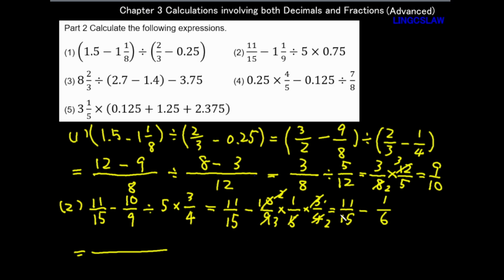Now let's make the denominator common. The LCM, least common multiple, of 15 and 6 is 30. So 11 times 2 equals 22, and 6 times 5 equals 30, so 1 times 5 is 5. Okay, 22 minus 5 is 17, and this is the answer.